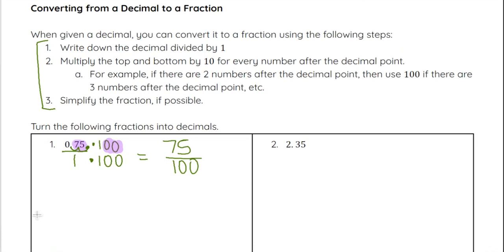Now, we are not going to leave that as is. We have to see if it can be simplified. If it can't, then that would be your answer. But in this case, both of these can be divided by 25 on top and on bottom. So when we divide 75 by 25, we get 3. When we divide 100 by 25, we get 4. And so that is your final answer. So our simplified fraction for 0.75 would be 3/4.